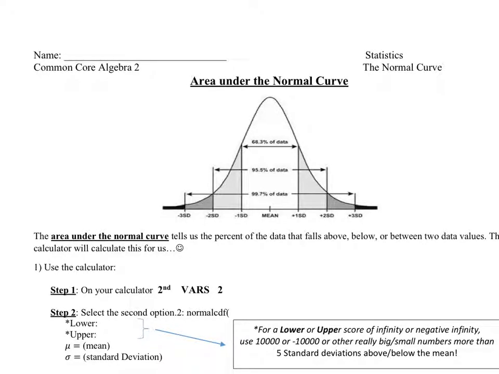Okay, welcome to area under the normal curve. So what that means is this is stuff. As we said, it was 100%, or the probability of 1. Okay? That means anything that can happen would happen in this normal curve.